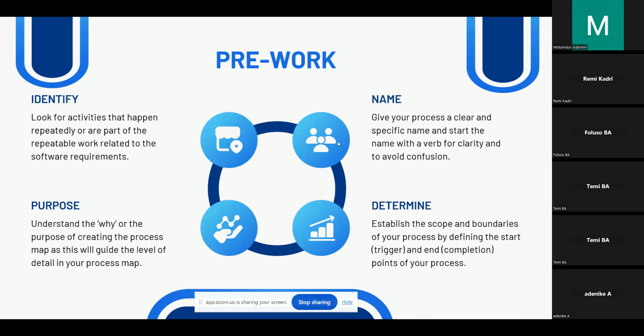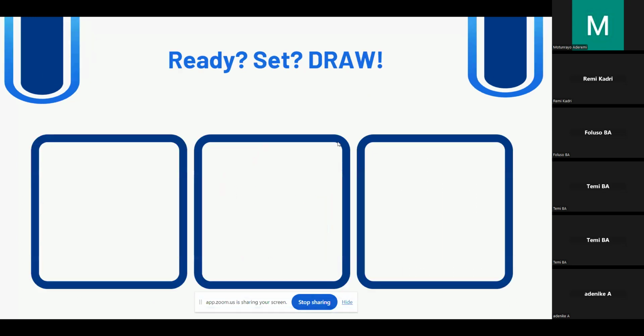And then, like I said, determine the scope. There has to be a start and an end. You have to find out what the trigger is or what the event is and what the end point is, so you know where to end and what to capture. So these are things that you have to do before you even start working on your process map.